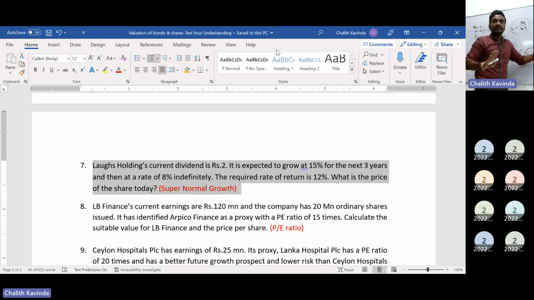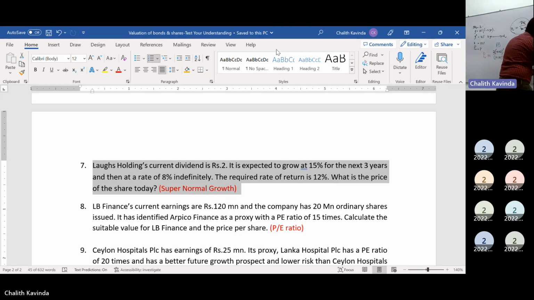You took the year 3 dividend and you apply the growth rate to it. Then this will become what? Year 4 dividend. Understood? This will become the year 4 dividend. Then, simple: cost of equity is 12% minus growth rate is 8%. Clear? Understood?